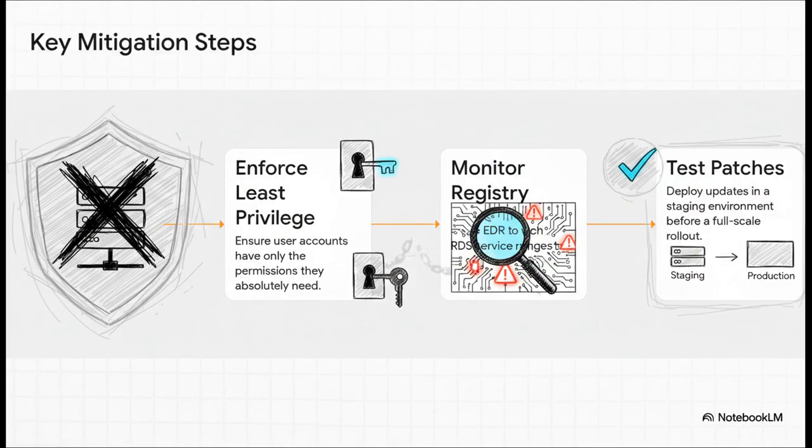Now, patching is key, but you can do more. These are smart defensive moves. First, if you don't absolutely need remote desktop services, just turn them off. An attacker can't break in through a door you've bricked up. Always enforce least privilege. Give people only the access they need to do their jobs. Keep an eye on your registry for weird changes. And of course, always test your patches before you roll them out everywhere. It's just smart layered defense.